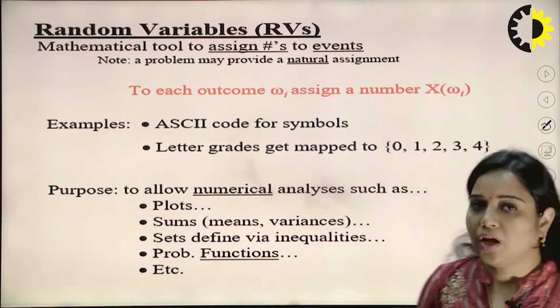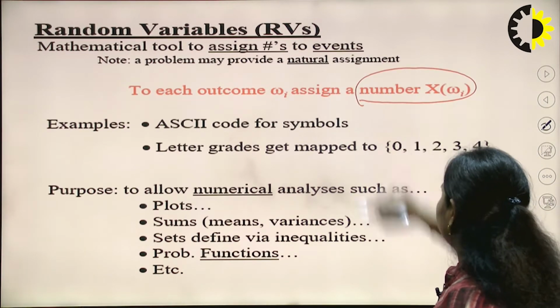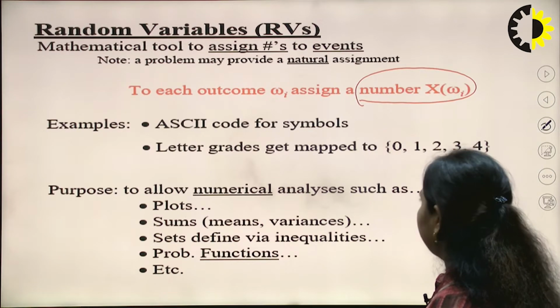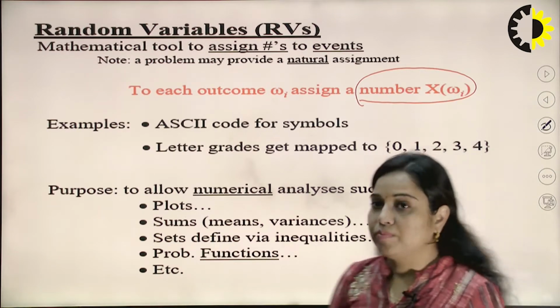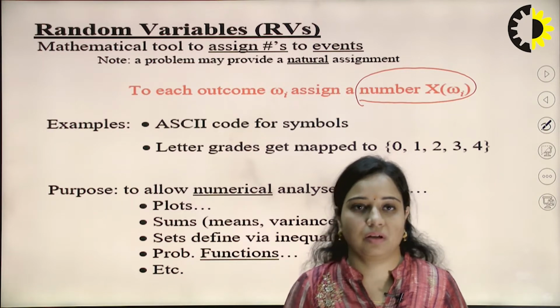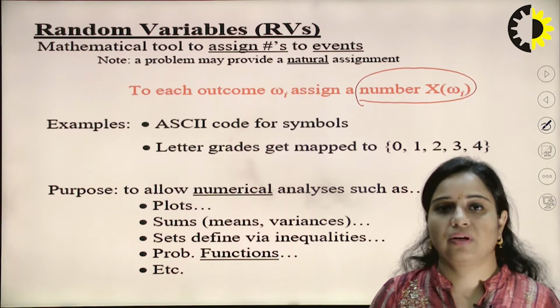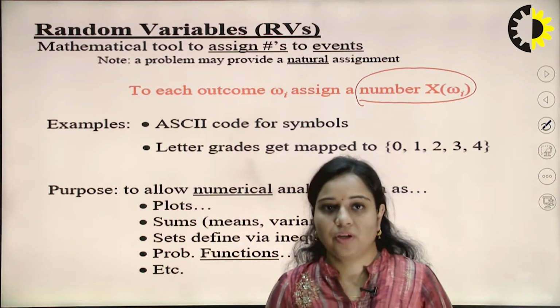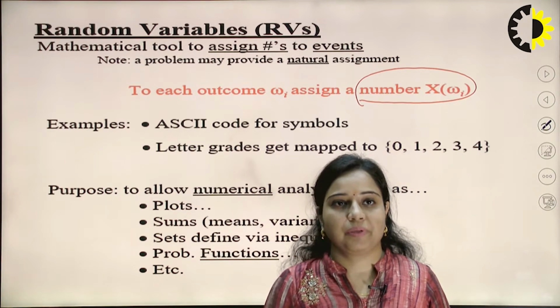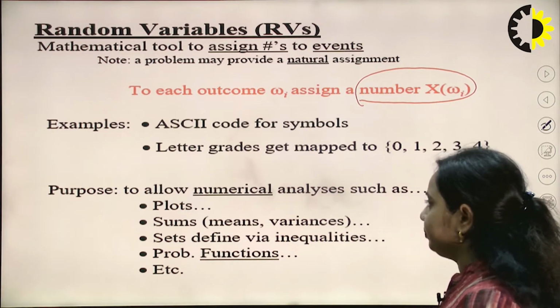So, to each outcome omega i we have to assign a number that is denoted by x of omega i, where i will vary from 0 up to, let us say there are 5 samples in a sample space, so i will vary from 0 to 4 or it can vary from 1 to 5. That is the way we can represent a random variable. That is the notation of a random variable.